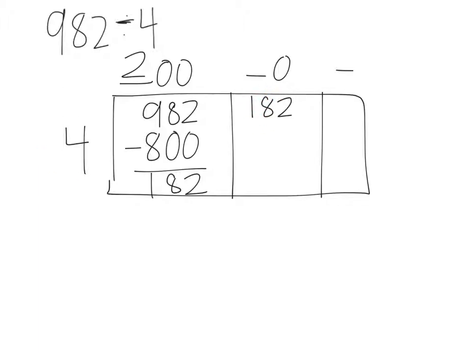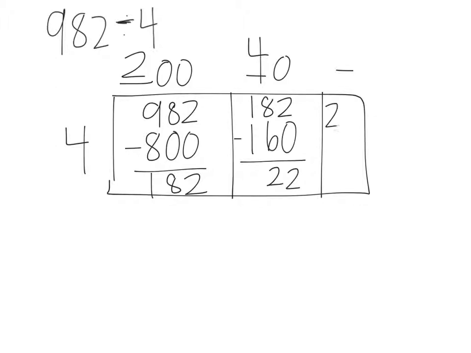Let's see. I know 4 times 3 is 12. That's not big enough. 4 times 4 is 16. 16 is close to 18. What's 4 times 5? 20. That's too big. Right? So I'm going to stick with 4 times 4. So I'm going to put my 4 up there. So what's 4 times 40? 160. So we'll subtract. So now we have 22 left over.